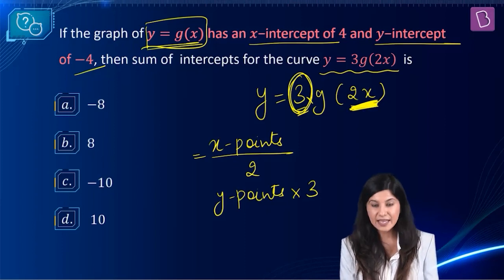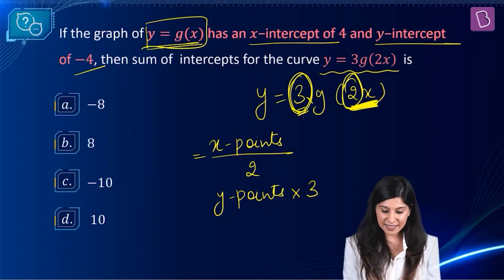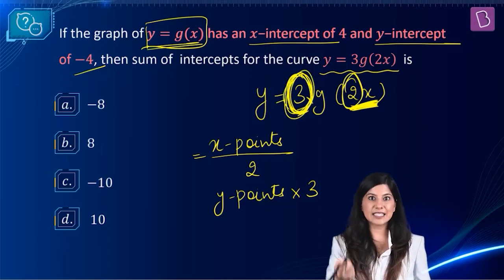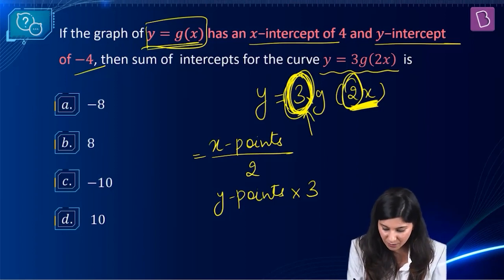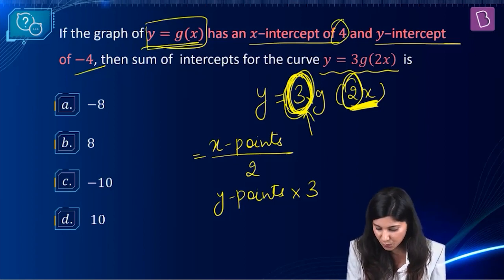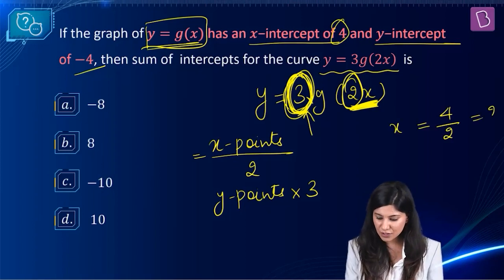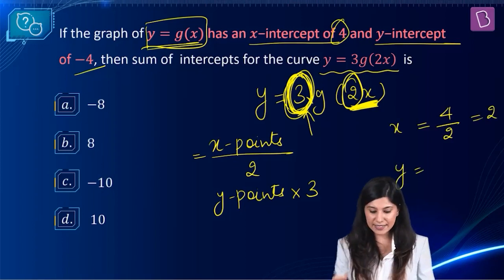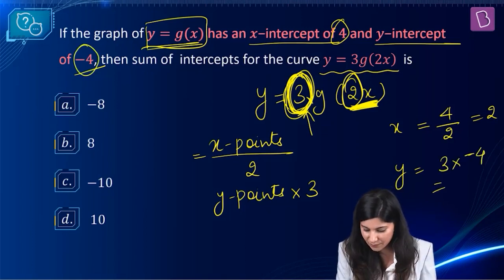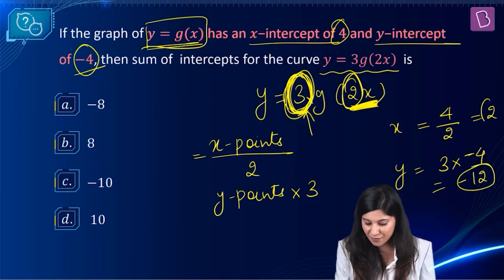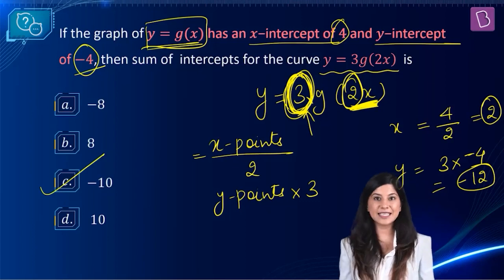This means x-intercept will get divided by 2, and this means y-intercept will get multiplied with 3. That's all, right? So x-intercept will get divided by 2. X-intercept was 4. So 4 by 2, newly formed x-intercept, right? Which is 2. And newly formed y-intercept would be what? 3 multiplied by the original one, that is minus 4. So this is what? Minus 12. Sum of intercept would be what? You tell me. Minus 12 plus 2, which is option C, minus 10.